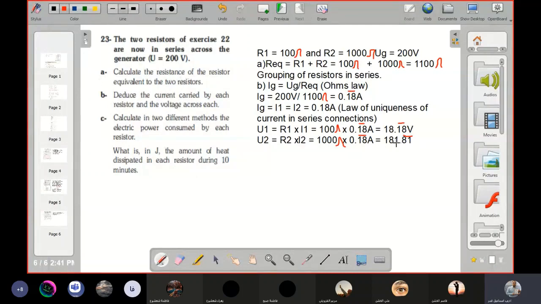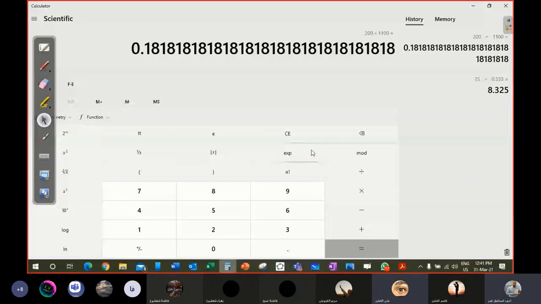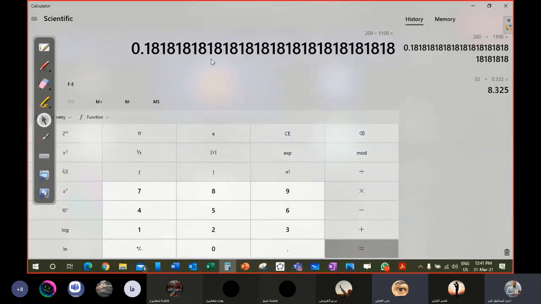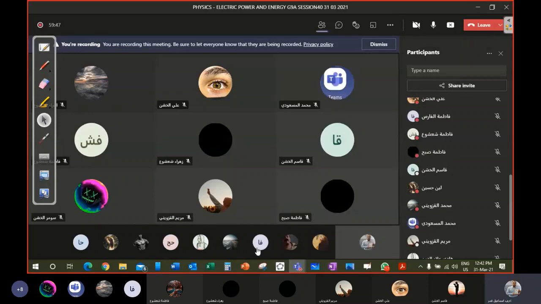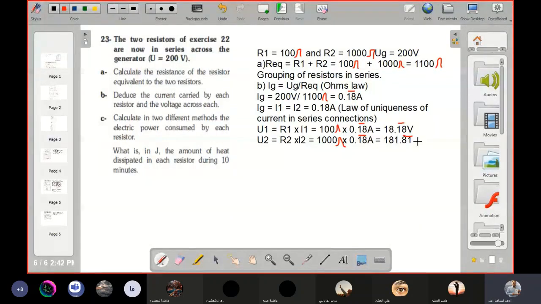Look at the calculator. Okay. 0.181818. Now you move the point 3 steps. We get 181.818181. Okay? Yes, I understand. So here we have volts.